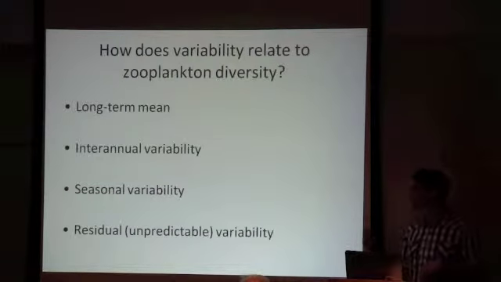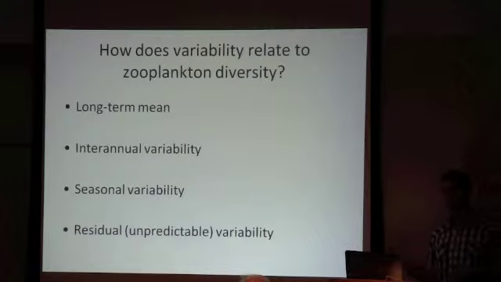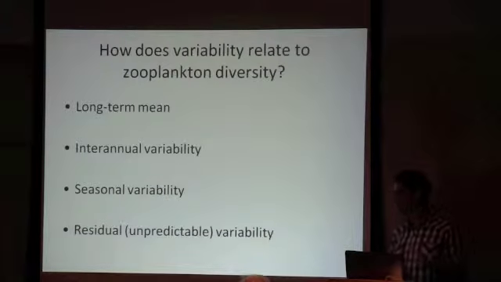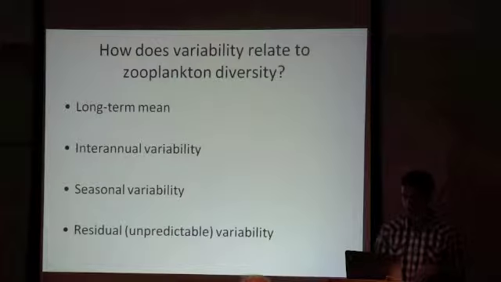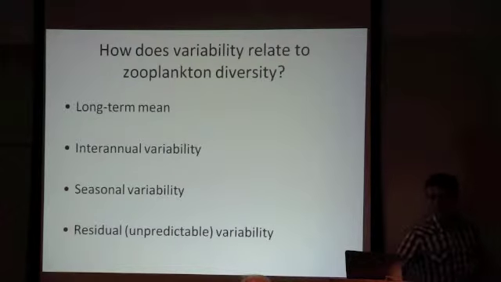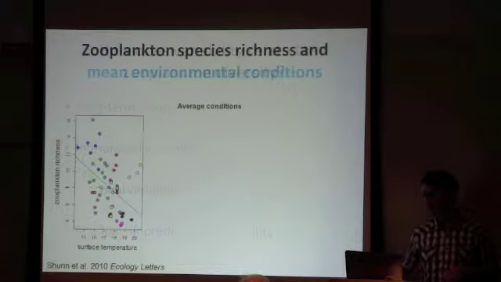So we use model selection procedures to identify variables that were predictive of the number of zooplankton species recorded in the lake. We use the number of species found on one day. We could use a number of species found in a year or over many years, and we get the same results. So I'll just show you for one day here. So I'm going to show you now the results of all these analyses.